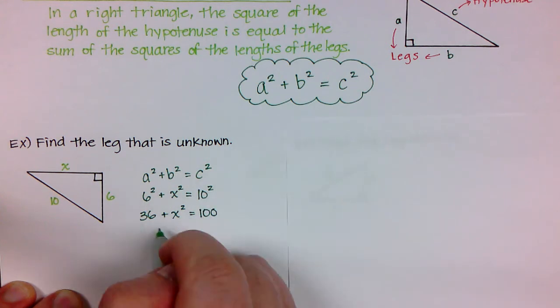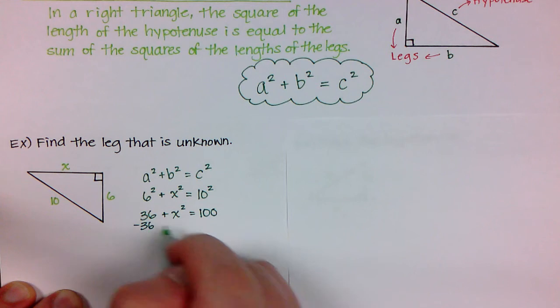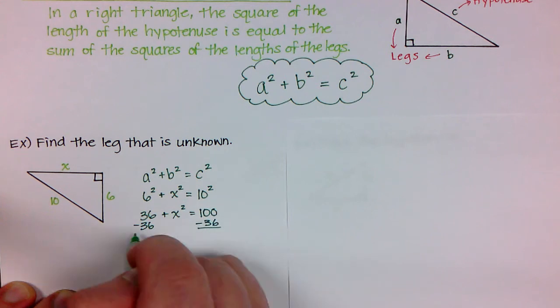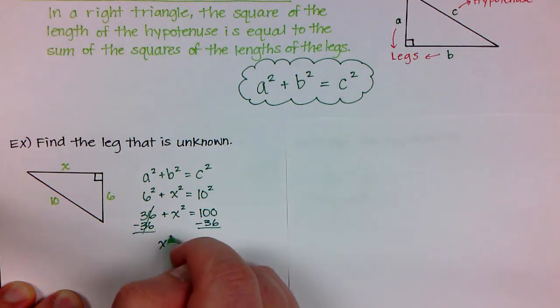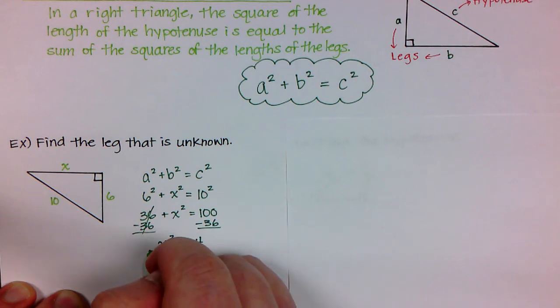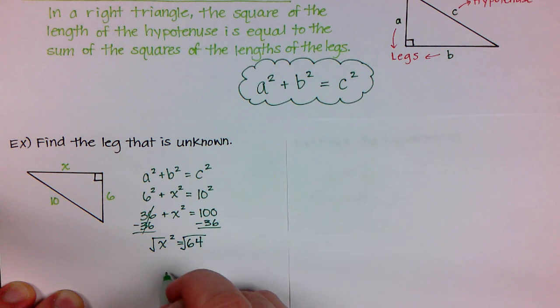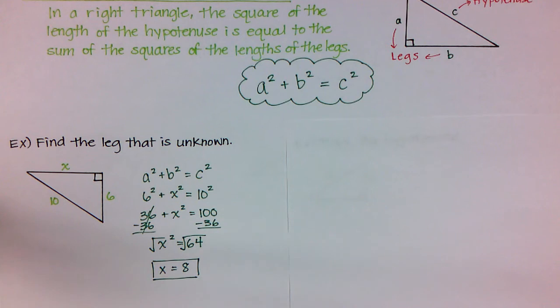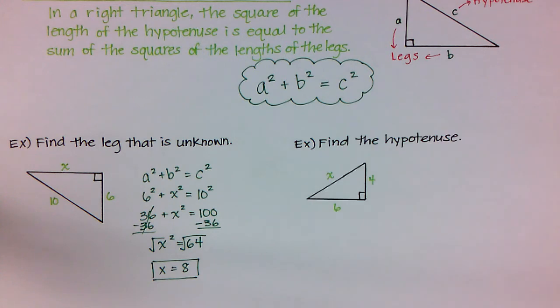Okay, then I'm going to subtract 36 on both sides, and I have x squared is equal to 64. Now that's not my final answer. To get x by itself, you're going to take the square root of both sides, and then we're going to find that x is equal to 8. We know it's positive or negative, but we're only going to have positive distances for lengths. So x is equal to 8. I'm done. For my other example, this time I want us to find the hypotenuse.